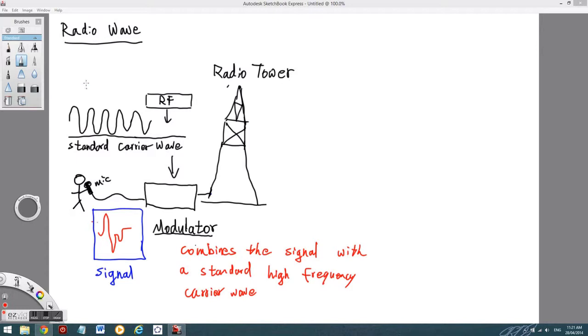Say the standard wave is 100 kilohertz. Then after combining them together, the combined wave is going to be 100 kilohertz. The reason we do that is that if we broadcast the whole combined wave, in the receiver tower they can set up their machine to receive radio waves of only 100 kHz frequency. Thus, the signal gets transmitted through radio.